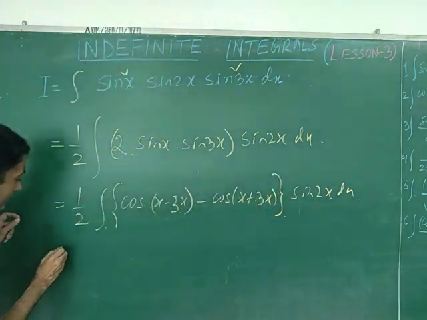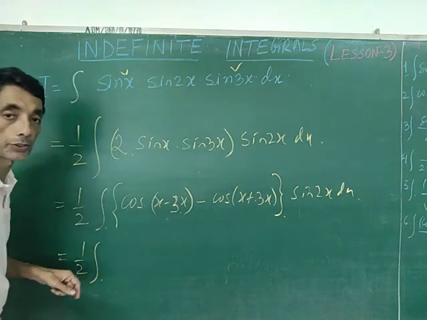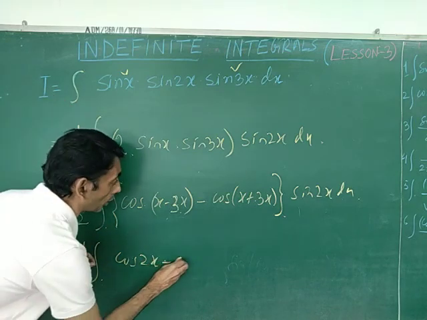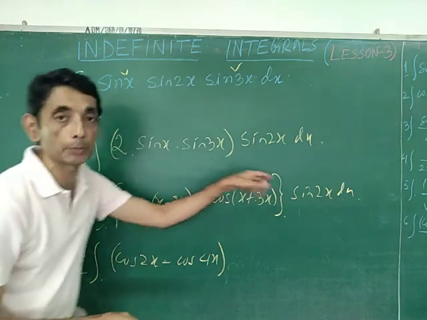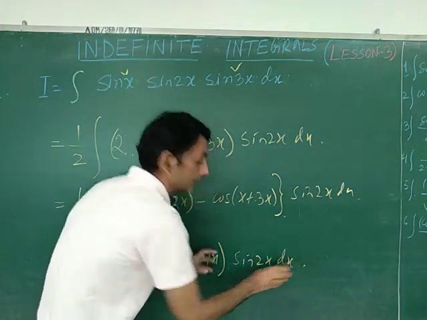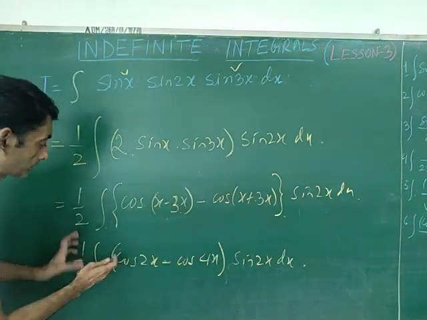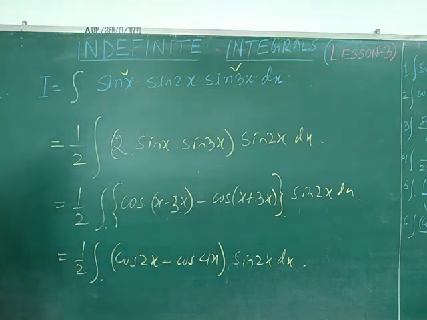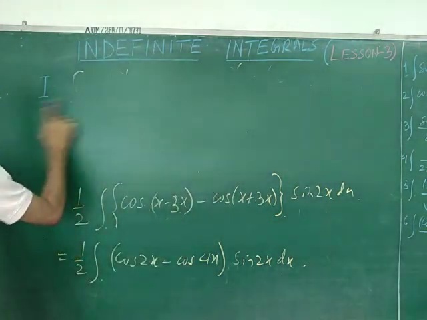So what is the next step? Half, and cos(x minus 3x) gives us cos 2x, minus cos 4x. Then we multiply it by sin 2x dx. Then we are going to separate this into two integrals, and we can write the steps on top.